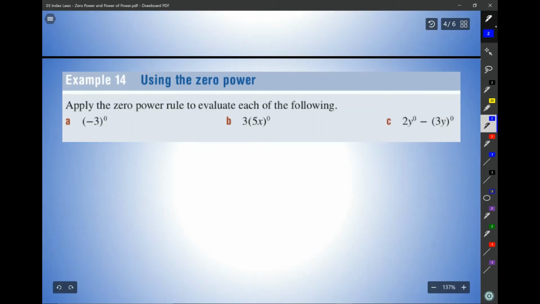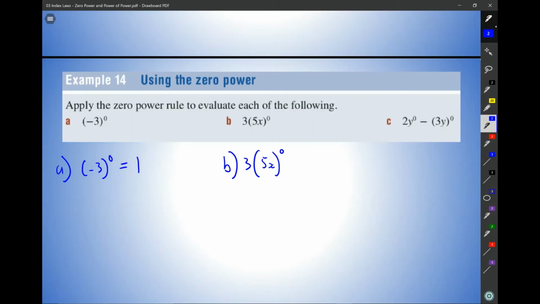So let's look at that here. Minus 3 to the power of 0 equals 1. In the second example, we have 3 times 5x to the power of 0. Because everything inside these brackets is to the power of 0, it just equals 1. So the answer is 3.